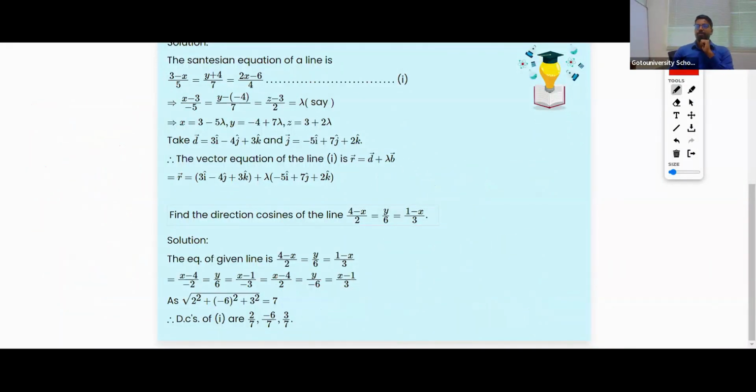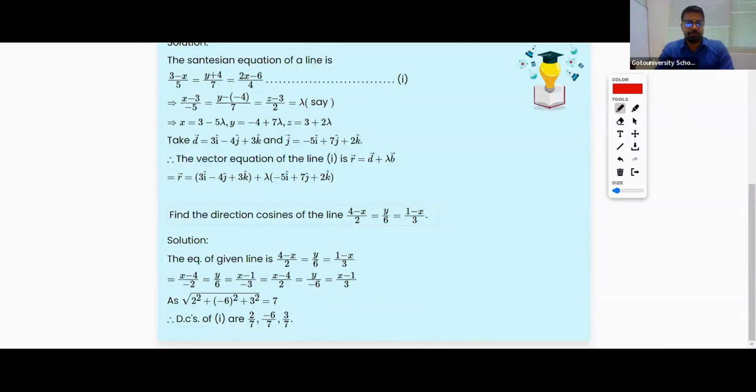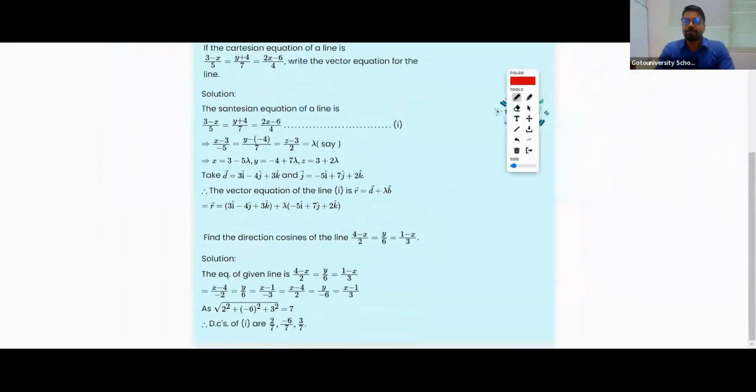Let's go for the next question, that is the practice questions. We're going to solve them from our practice question section.